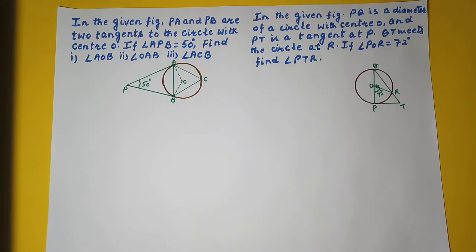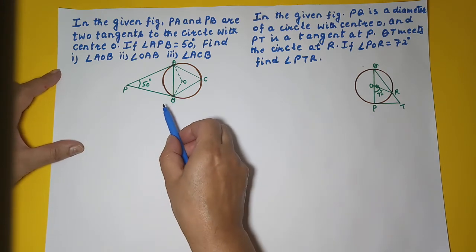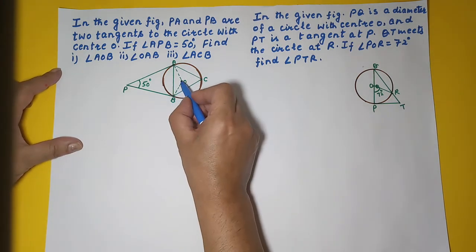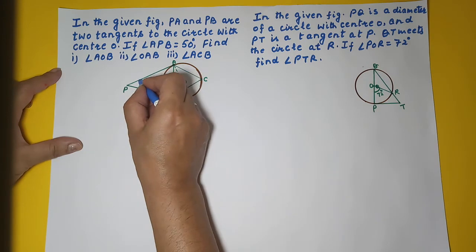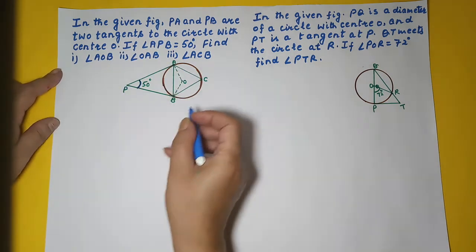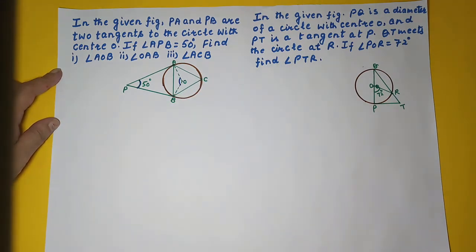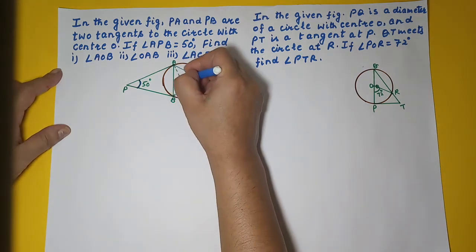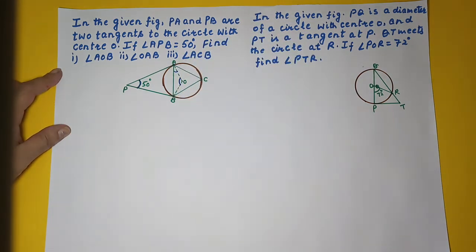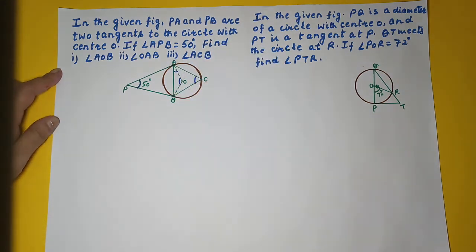Again in this video we are continuing with the tangent properties of circles. Here is the figure in which PA and PB are two tangents to the circle with center O. Angle APB is 50 degrees. We have to find angle AOB, that is this angle, angle OAB, that is this angle, and angle ACB, that is this angle.